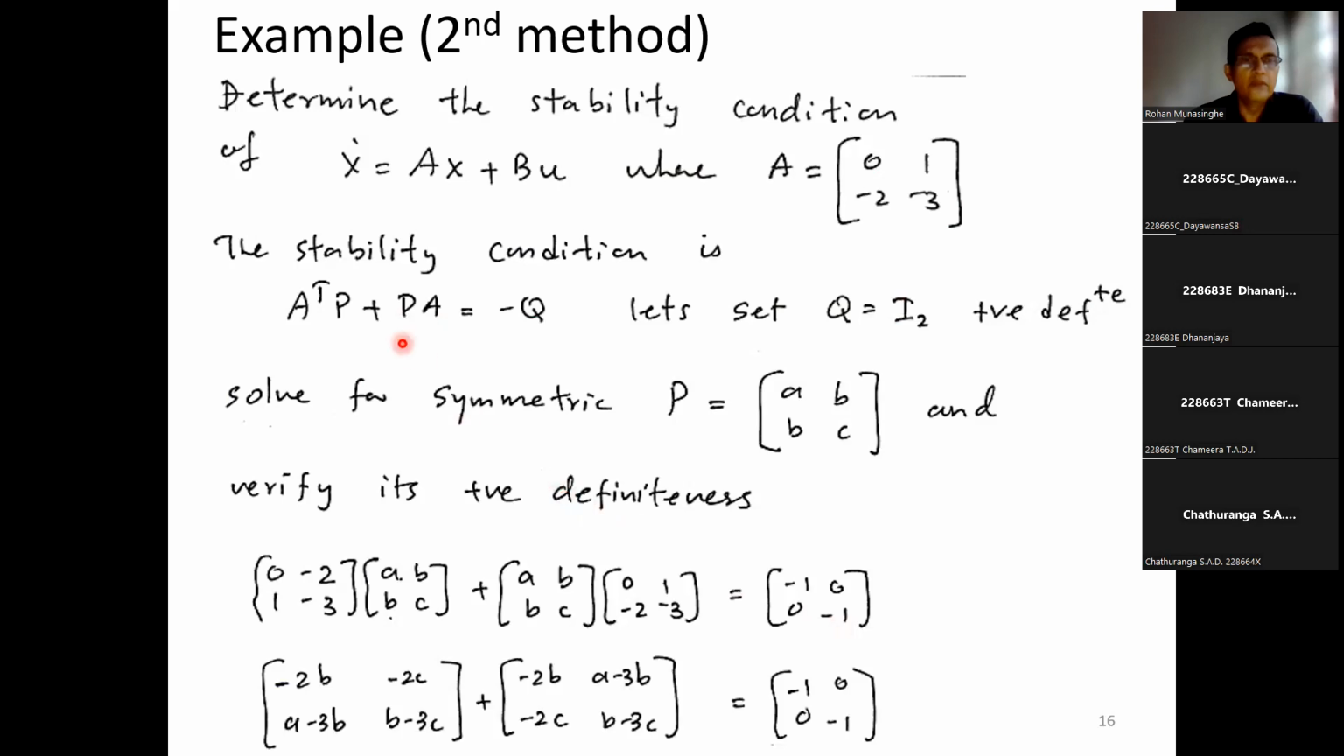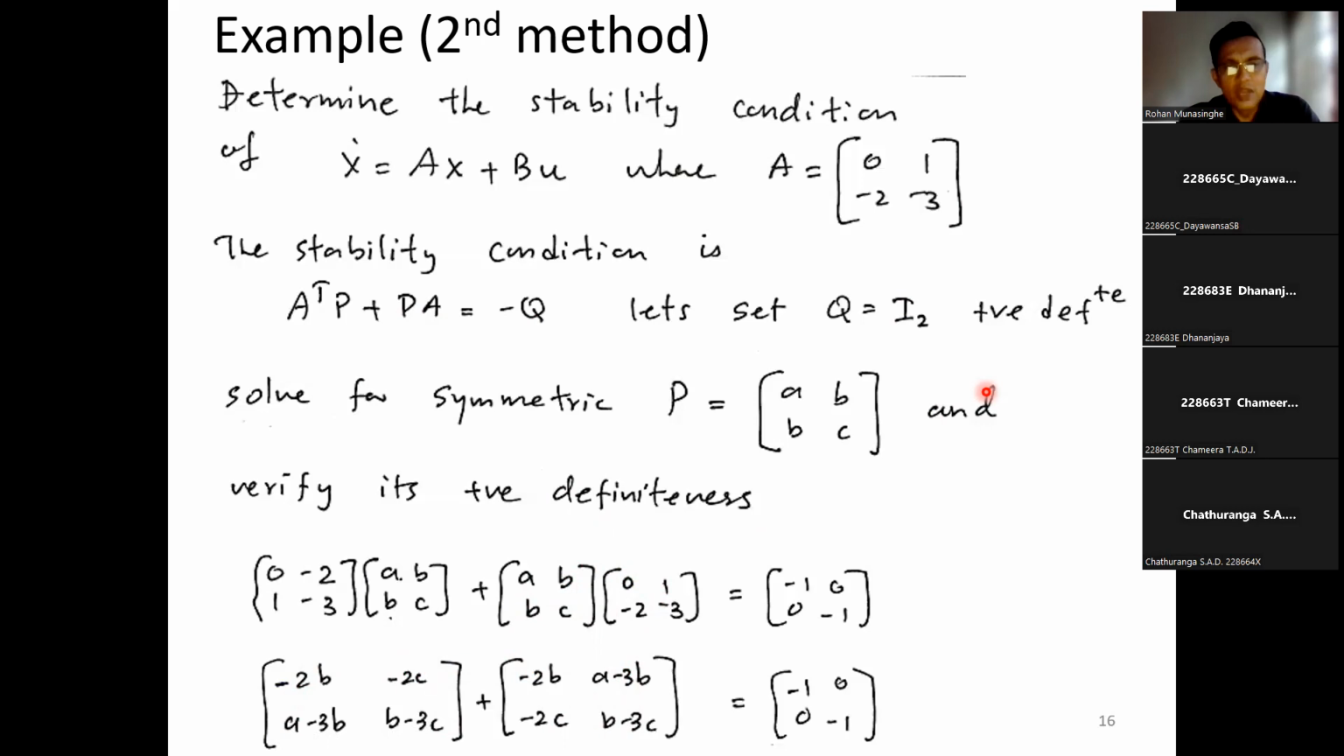On the left-hand side, you have A transpose P plus PA. A is given. Here this is A transpose times P, where P has a, b, b, c, and then P times A. This is A transpose, this is A. When you multiply these two, you get this matrix, and when you multiply these two, you get this matrix. Now you have three unknowns on the left-hand side, a, b, and c.